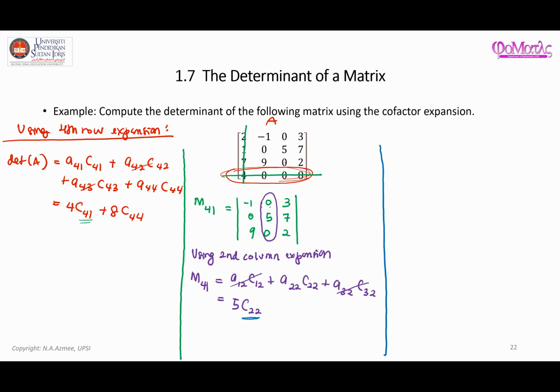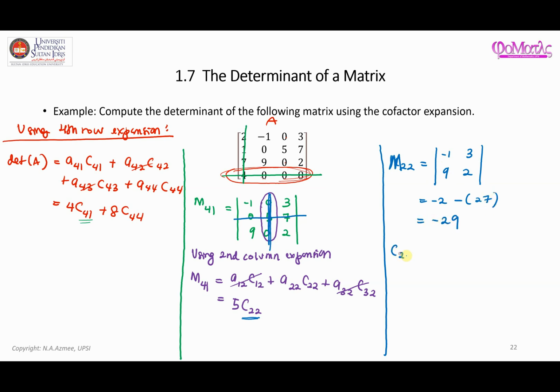So, to find C22, before you can find C22, you need to find M22, and you need to consider deleting the second row and second column, okay? Therefore, your matrix is going to be reduced to negative 1, 3, 9, and 2. And here you can find the determinant of this matrix quite easily. This becomes negative 2 minus 27, which is negative 29.